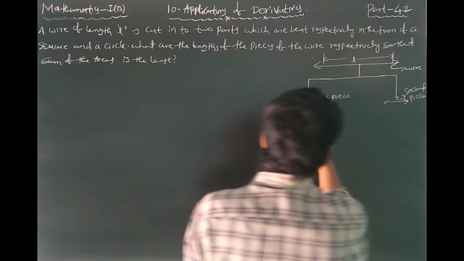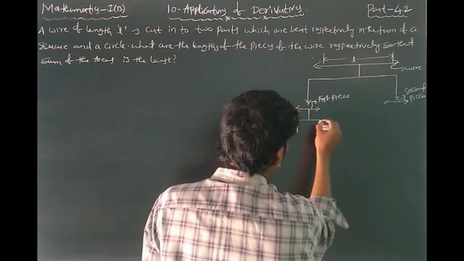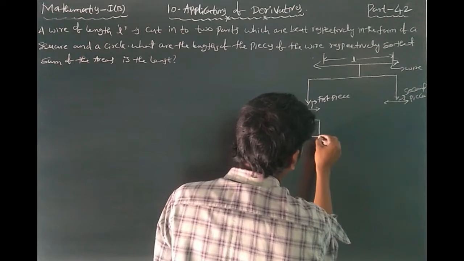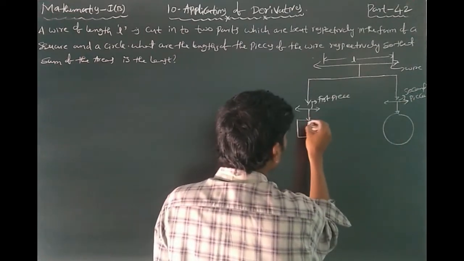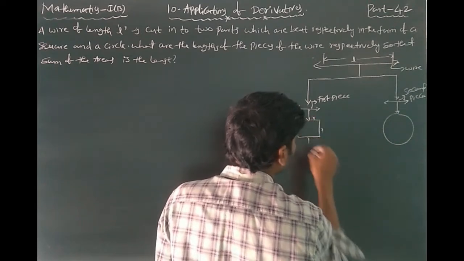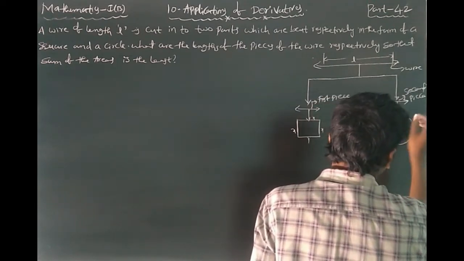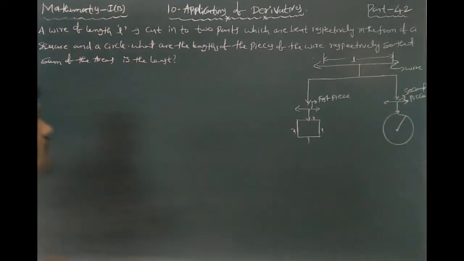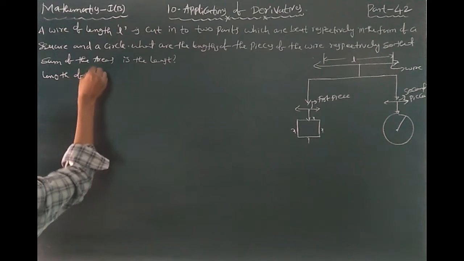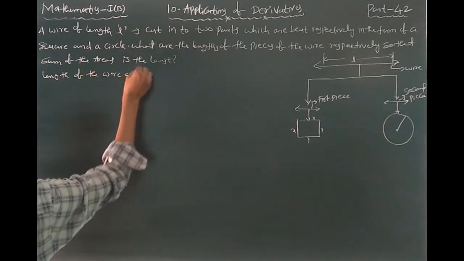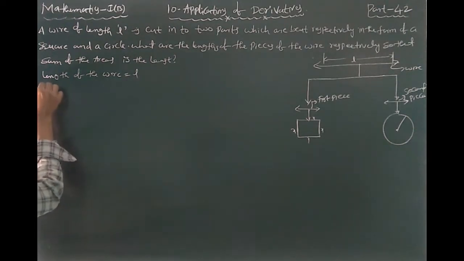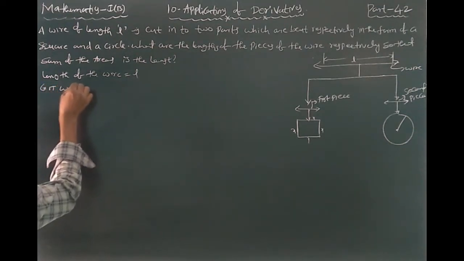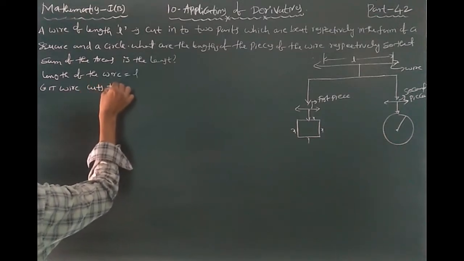The first piece is bent into a square, the second piece into a circle. The first piece is a square, so all sides are equal. This is the center, and this is the radius. First of all, I write down here: length of the wire is equal to L.